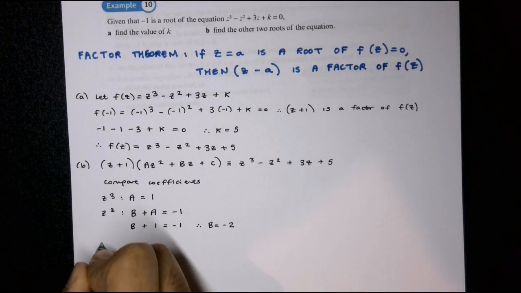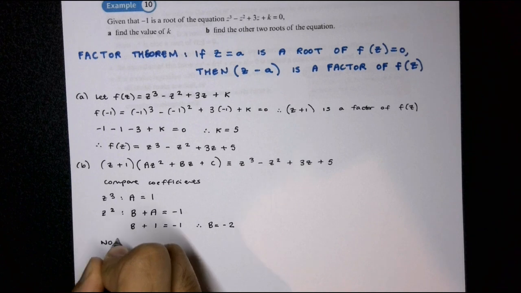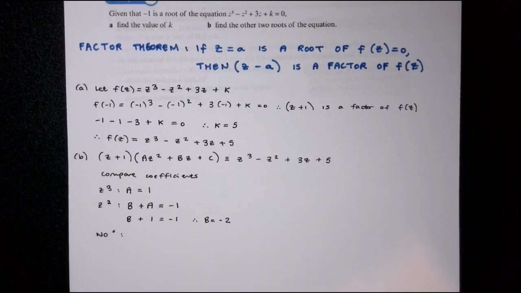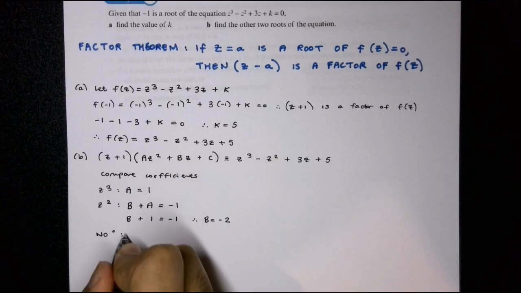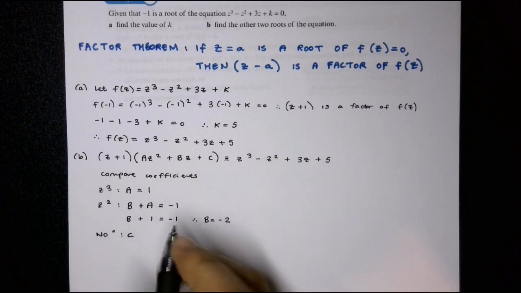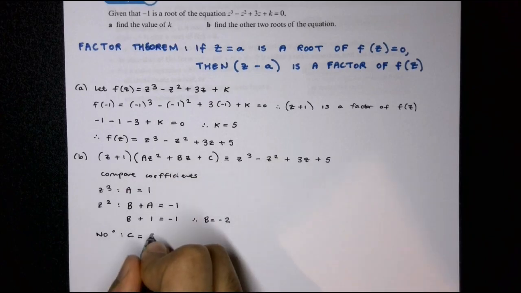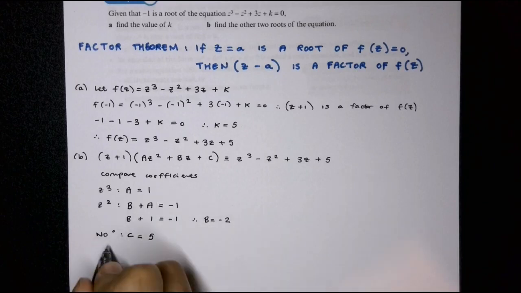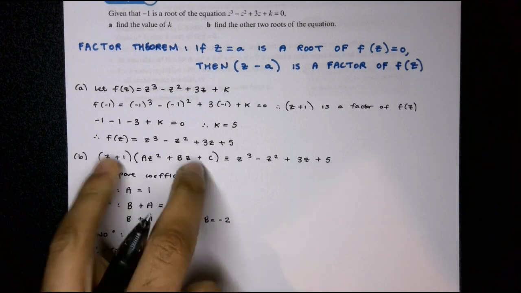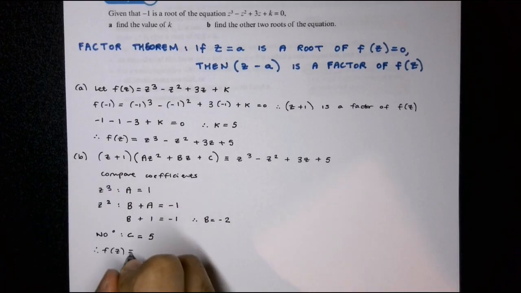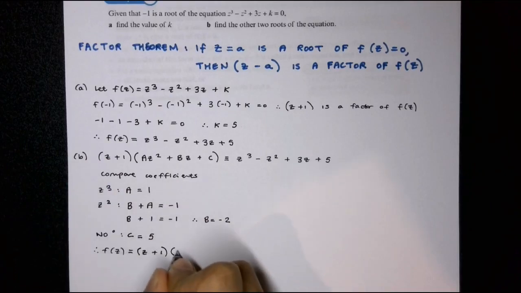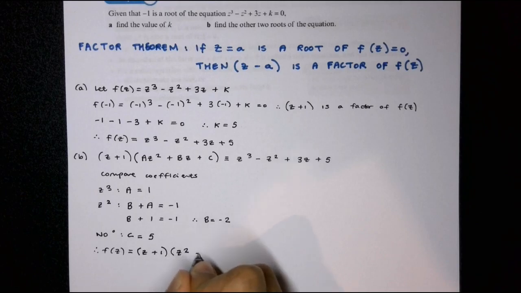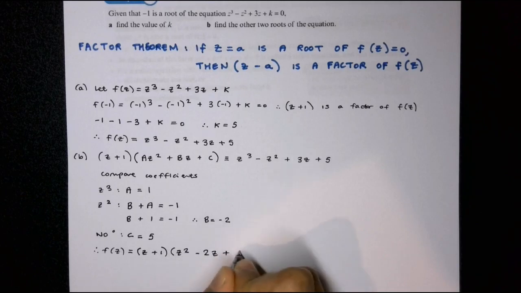If we now compare the number terms, on the left hand side, 1 times by c gives a number term. On the right hand side we have 5, so c is equal to 5. And knowing the values of a, b and c, we can therefore conclude that f of z, which is equal to this result over here, is equal to z plus 1 multiplied by z squared minus 2z plus 5.